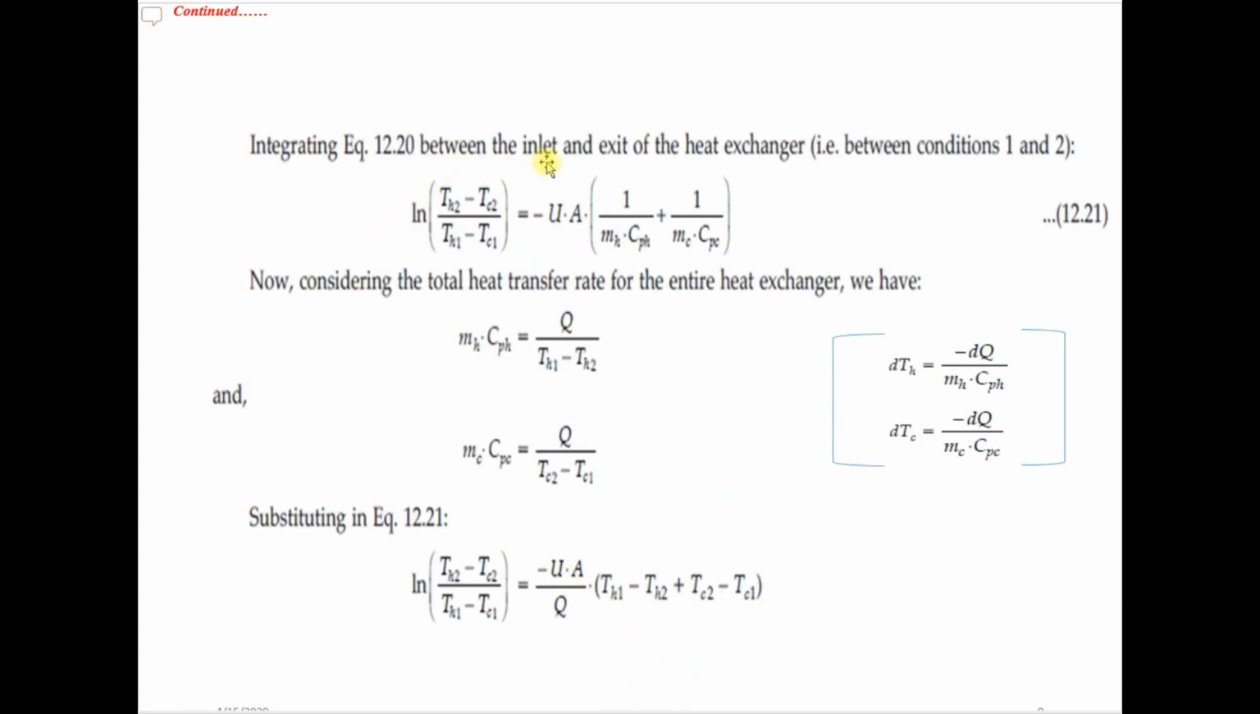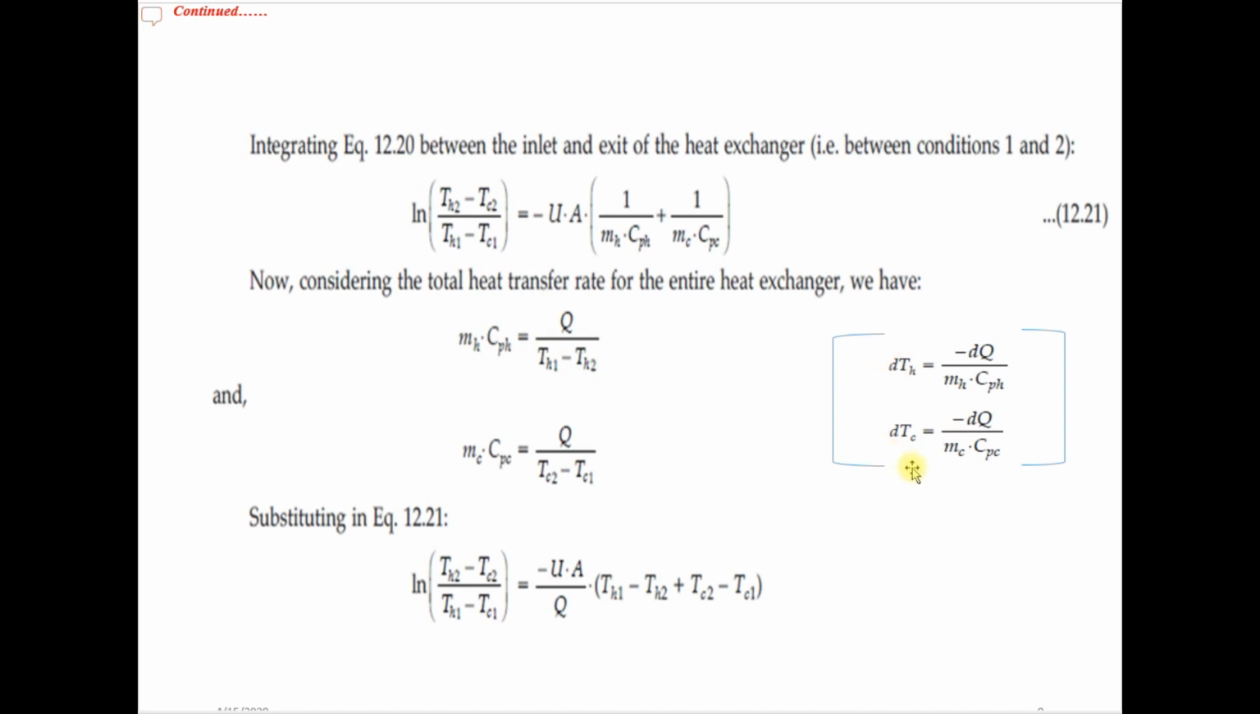Now we have to integrate, because for the small elemental area we did the analysis, but for the whole heat exchanger we have to integrate between inlet and outlet of the heat exchanger. That is ln[(Th2 - Tc2)/(Th1 - Tc1)] = -UA (1/(mh cph) + 1/(mc cpc)). Now considering the total heat transfer rate for the entire heat exchanger, from this equation, mh cph is Q divided by (Th1 - Th2) for the whole heat exchanger.